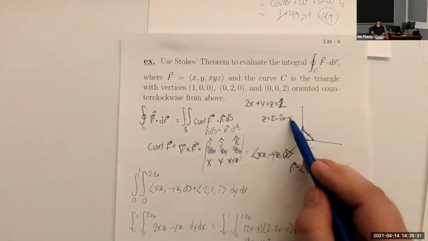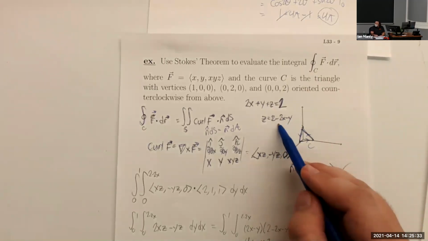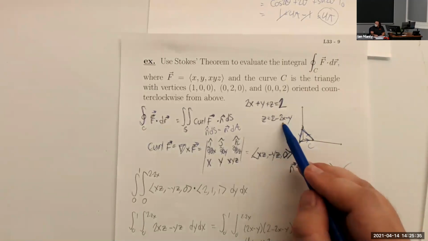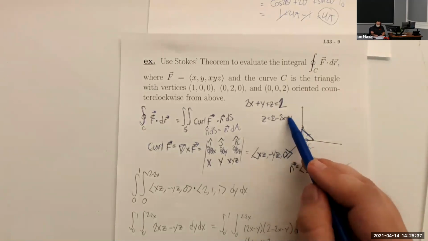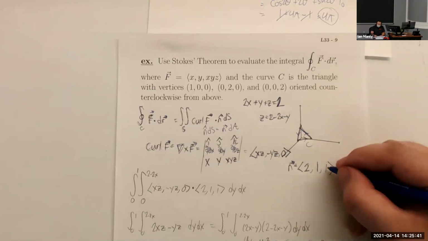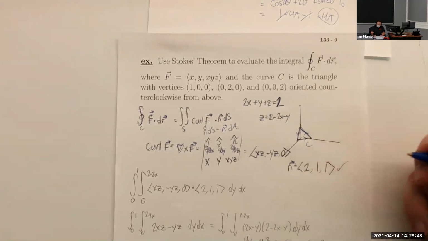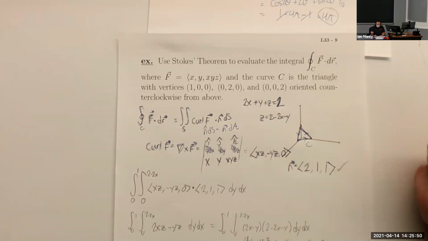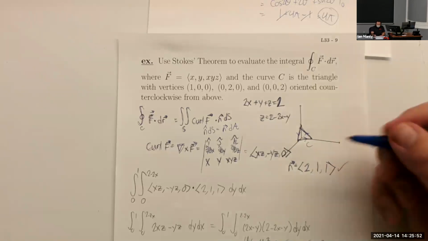Then we have the negative y derivative of this right here. So we take the derivative of this, have -1, and then we negate it. We have 1. And then we always have 1 for that component over here. And let's see here. We want to make sure this is oriented counterclockwise from above. So we want to make sure that we're not going to use the negative of this.